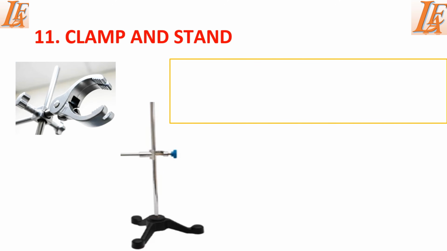Another apparatus that we have is a clamp and stand. Sometimes this clamp and stand is referred to as a retort stand. So this one is a metal stand with a very heavy base and adjustable clamps. In this case, this is what we call a very heavy base, and then we have an adjustable clamp. This is what we call a clamp. Then this is what we call a stand.